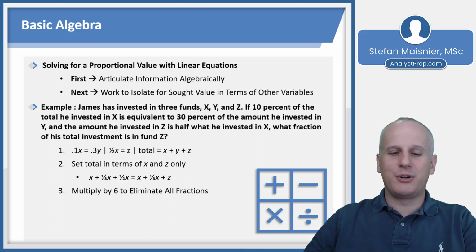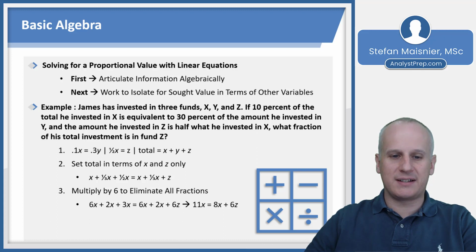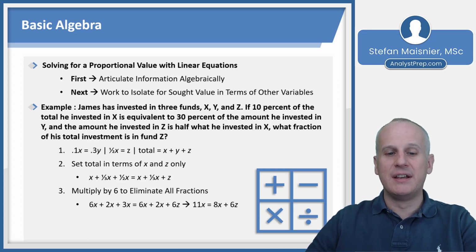So on the left-hand side, we're going to end up with 6x plus 2x, because 6 divided by 3 is 2, plus 3x, because 6 divided by 2 is 3, is equal to 6x plus 2x, because 6 divided by 3 is 2, plus 6z. So now we combine our x's so that we have 11x is equal to 8x plus 6z.